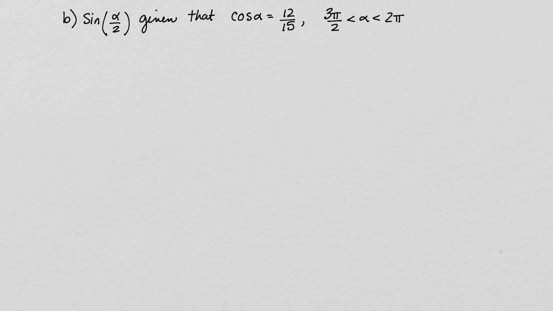Okay, so again, I am going to go to my sheet. I'm looking for the sine of alpha over 2. So the sine of alpha over 2 is equal to, sorry, I wrote the wrong one, plus or minus the square root of 1 minus the cosine of alpha all over 2.